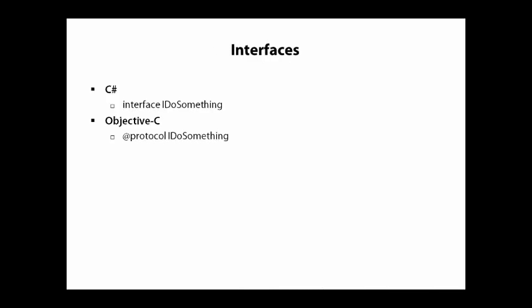Interfaces. In C Sharp, we use the interface keyword. In Objective-C, we use a protocol, and we're not going to go in depth here, but a protocol basically works like an interface in C Sharp. It's going to let you define what methods need to be available in order for something to say that it implements that protocol. And that's kind of a useful thing to do. You would use that almost exactly the same way you use interfaces in C Sharp.